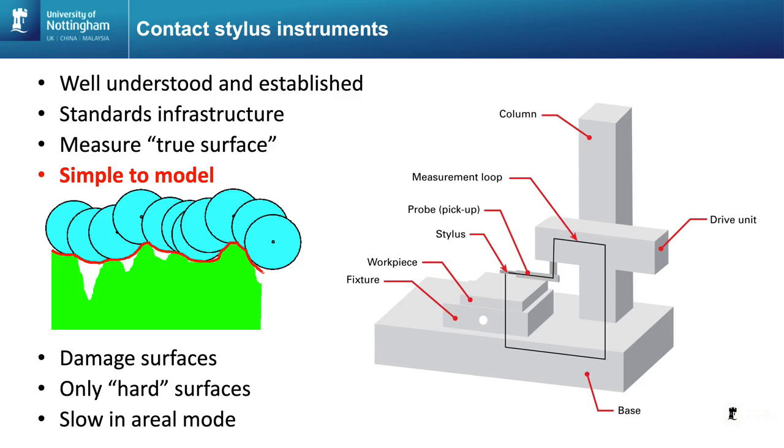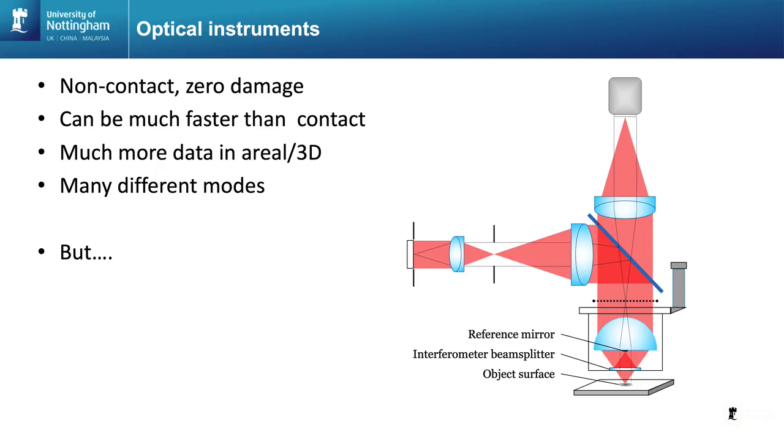Some of the issues we get with contact instruments is we get damage on the surface because we scratch, so therefore you can really only measure very hard surfaces, and they're extremely slow if we have to scan in areal mode. So there's been a lot of interest recently in developing optical techniques, and there's many different types. We're not going to cover all the different types today, but the benefits are that they're non-contact, so they don't damage the surface. It can be much faster because you can take an areal measurement in one hit, or the optical scanning can be much faster. You can get much more data in areal and in 3D. Rather than a few thousand points, we can get millions of data points.